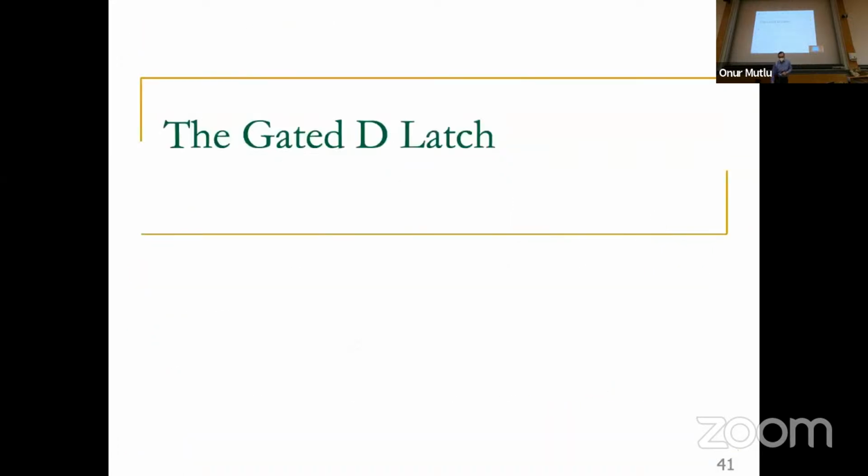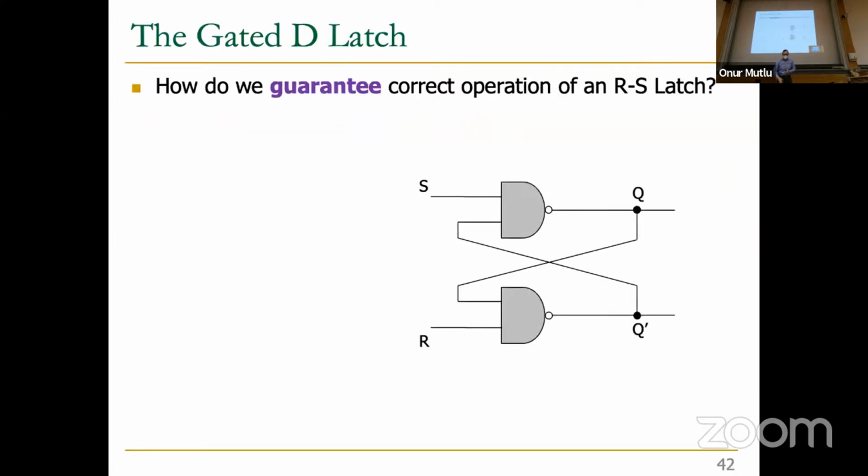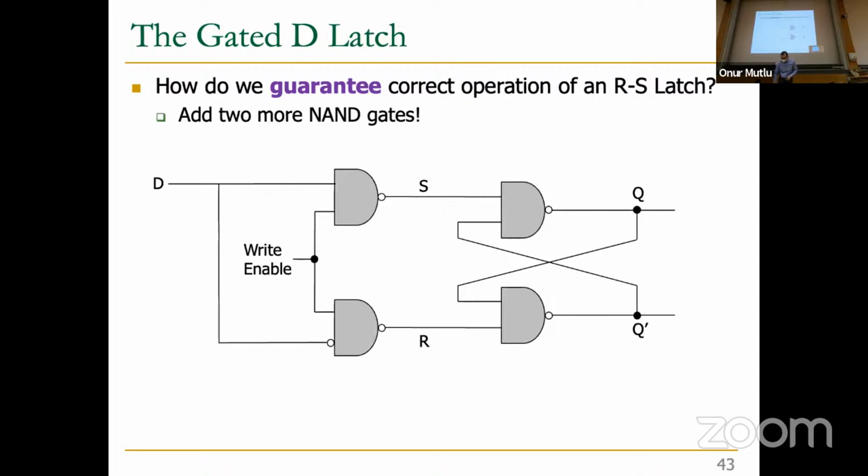That's why we developed the gated D latch. These are interesting names. You need to remember them somehow. Basically, we want to guarantee correct operation of an RS latch. We don't want to allow someone to actually set R and S to 0 at the same time. How do you do that? Well, the way you do it is to make sure that S and R never can become 0. And this is how you can do it. This is one way of doing it, actually.